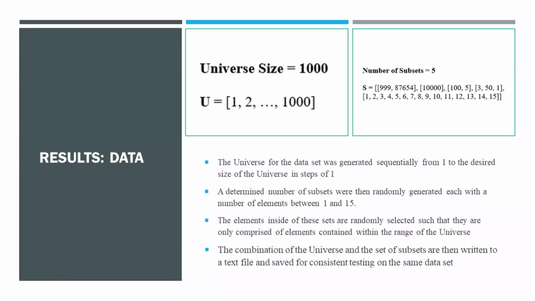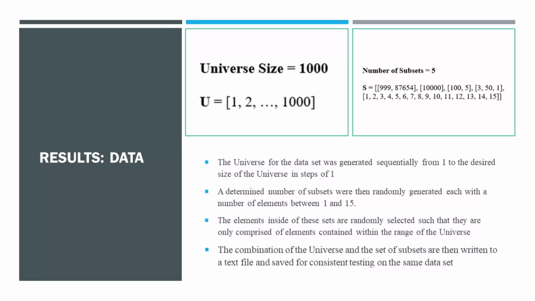Now that we've covered the approach to this research, we can talk a little bit about the results, starting with the data and how it was created. So here the universe for the data set was generated sequentially from 1 to the desired size of the universe in steps of 1. And a determined number of subsets were then randomly generated, each with a number of elements between 1 and 15. The elements inside of these sets are randomly selected so that they are only comprised of elements that are contained within the range of the universe.